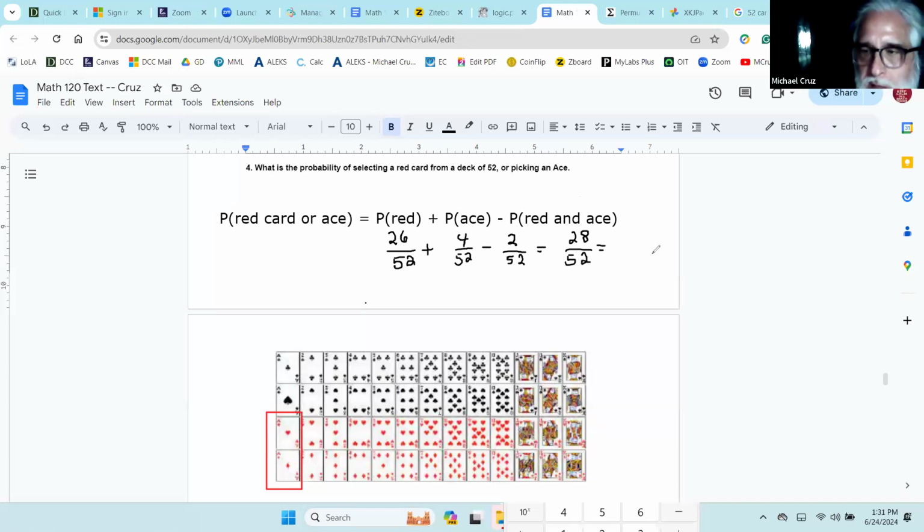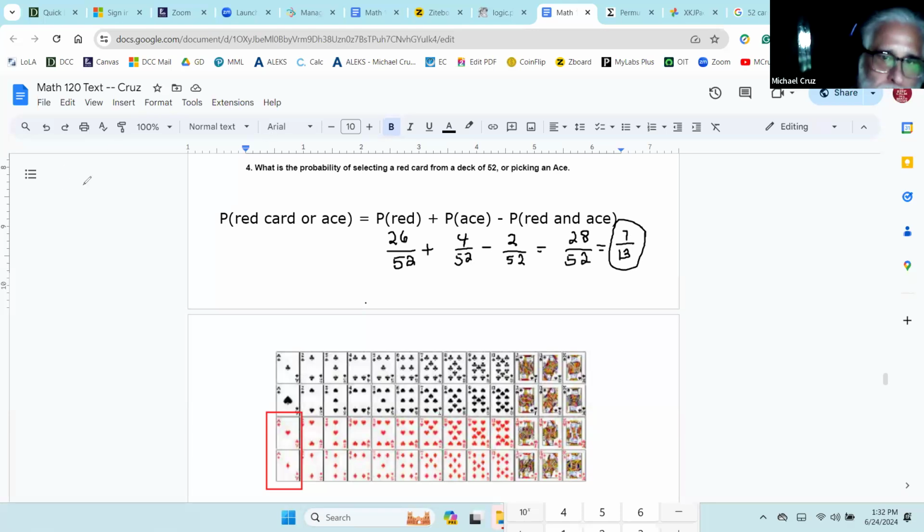So then let's see, I think that's 7 over 13, because 28 divided by 4 is 7 and 52 divided by 4 is 13. So see that? We had to subtract out. Just like in chapter 2, if we have sets that are not mutually exclusive, you don't count them twice.